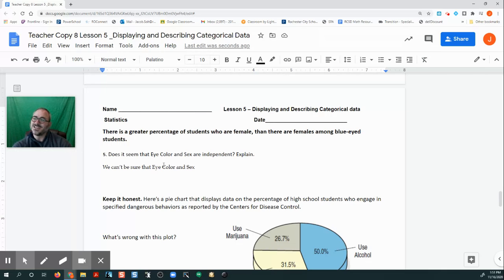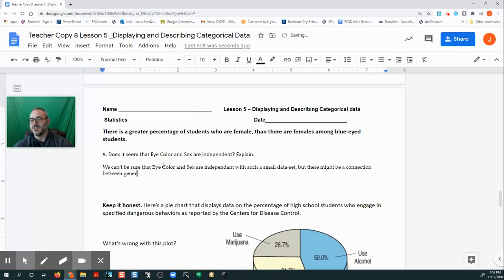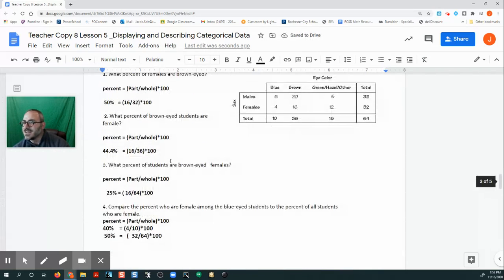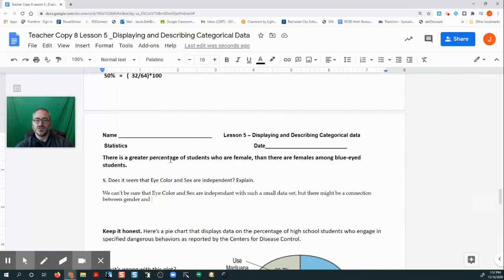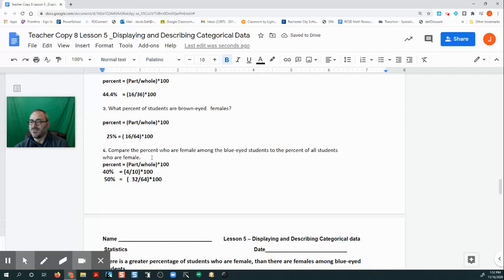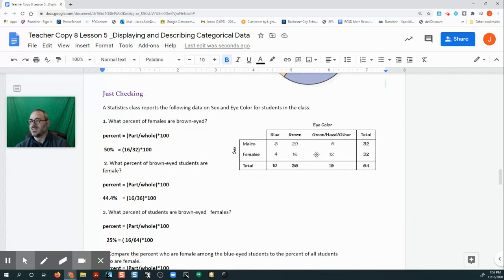We can't be sure that eye color and sex are independent with such a small data set, right? This data set is kind of small, but there might be a connection between gender and, see, green, hazel, other. It just seems like there is a significant enough difference there that it might not be random, right? It might not be random that there's double the amount of females that have green, hazel, other.